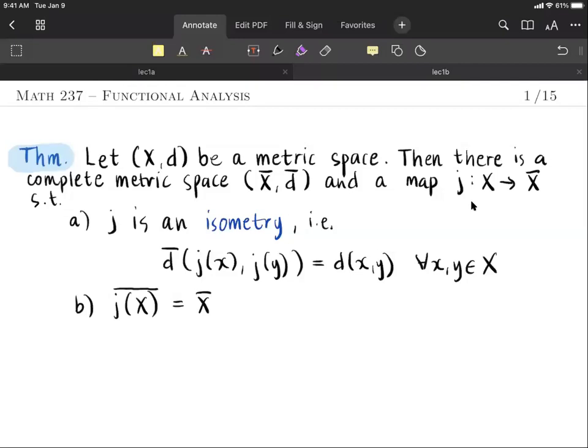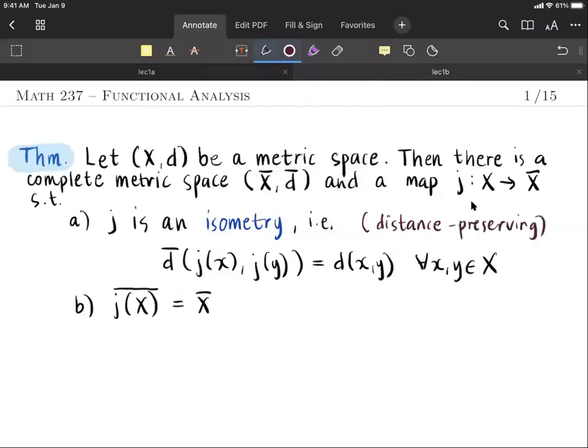The first one is that this map J is an isometry. In other words, the distance of the images with respect to the metric d bar is equal to the distance of the inverse images. This is also called a distance preserving map. So the distance is preserved even though you apply the mapping J on the points x and y.